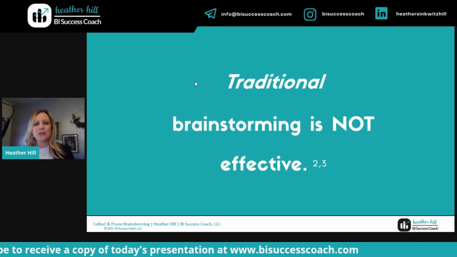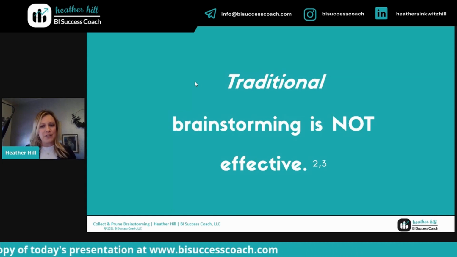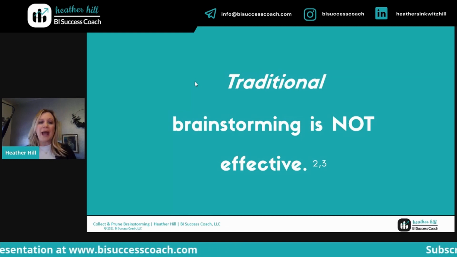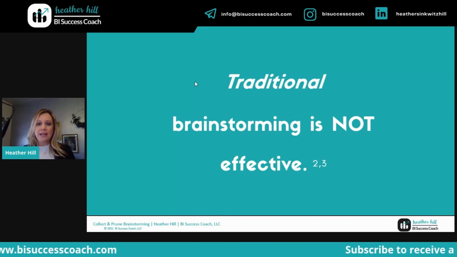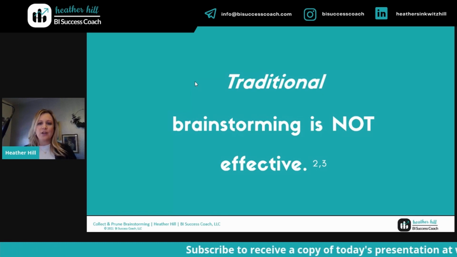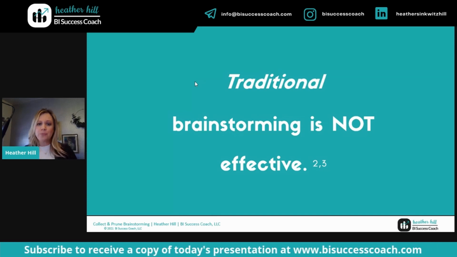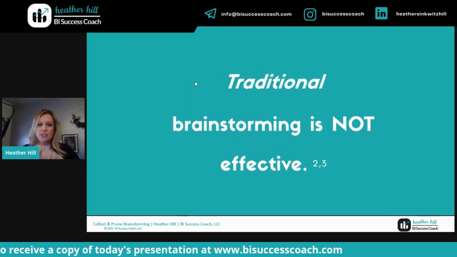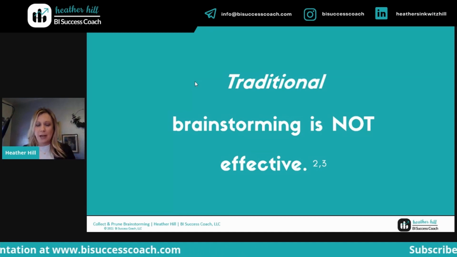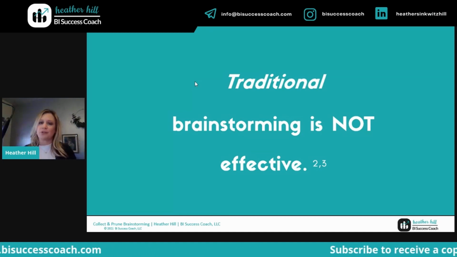Traditional brainstorming originally came out in the 1950s, and it's credited to Alex Osborn. He created the basic rules to generate ideas. His idea was that folks would be put in a room and you would shout out your ideas, you put them all on the board, and you generate as many ideas as possible in that time. That sounds great, but there's a problem.